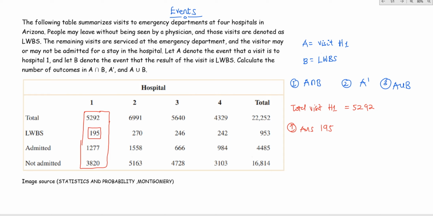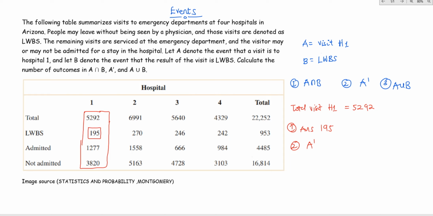Okay, so now let's look at the next question, which says that we should find A prime. A prime will be the people that are in the sample space but are not in hospital one. Let's take it as the people that are in the other hospitals but are not in hospital one. So let's look at that. How do we find the people that are in the other hospitals but are not in hospital one?